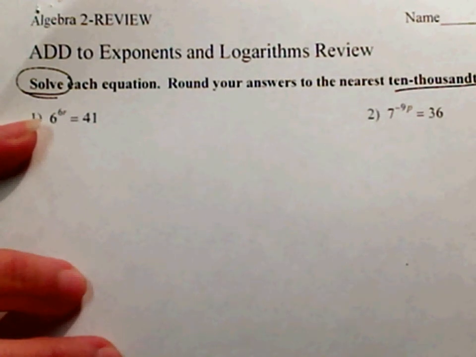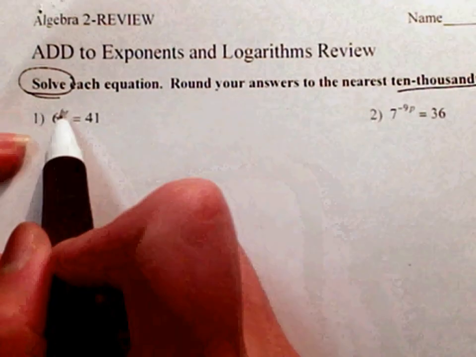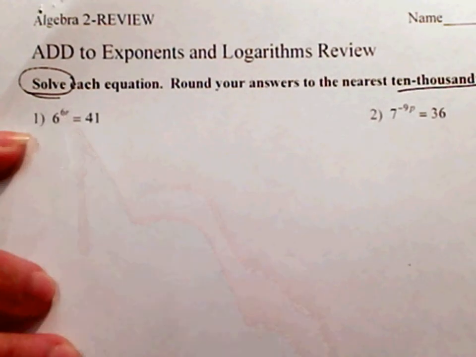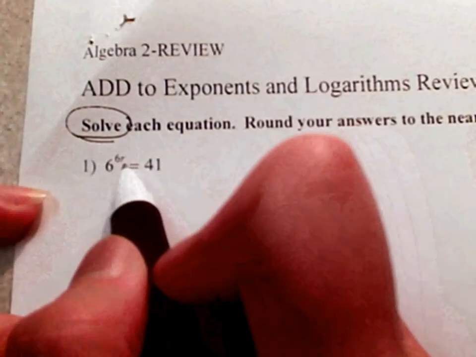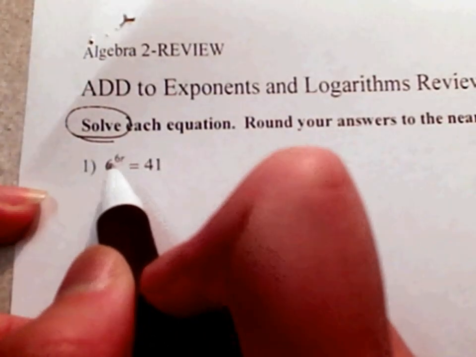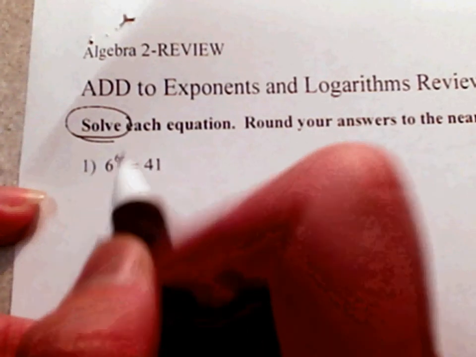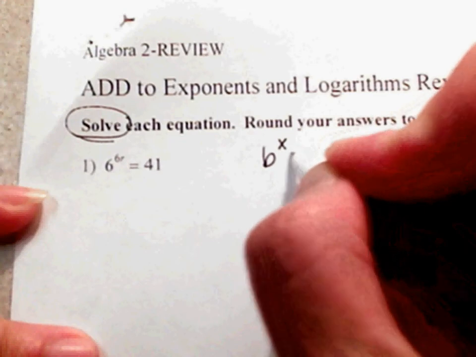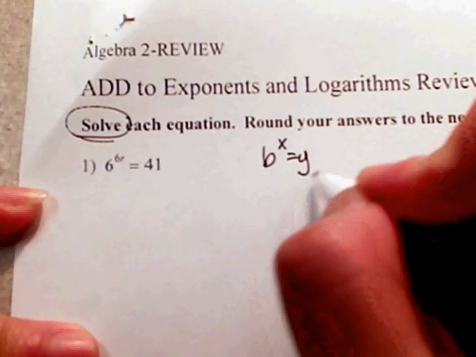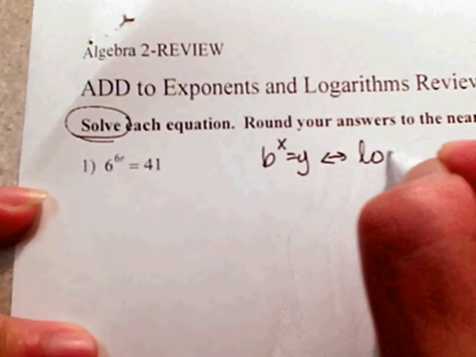Notice the location of the r. We're solving for r. Where is r? r is your exponent. Since I'm solving for exponents, I'm going to use logs to help me. So, remember, b to the x is equal to y, okay? Inverse of that is log base b of y is equal to x. Notice how they work with each other.